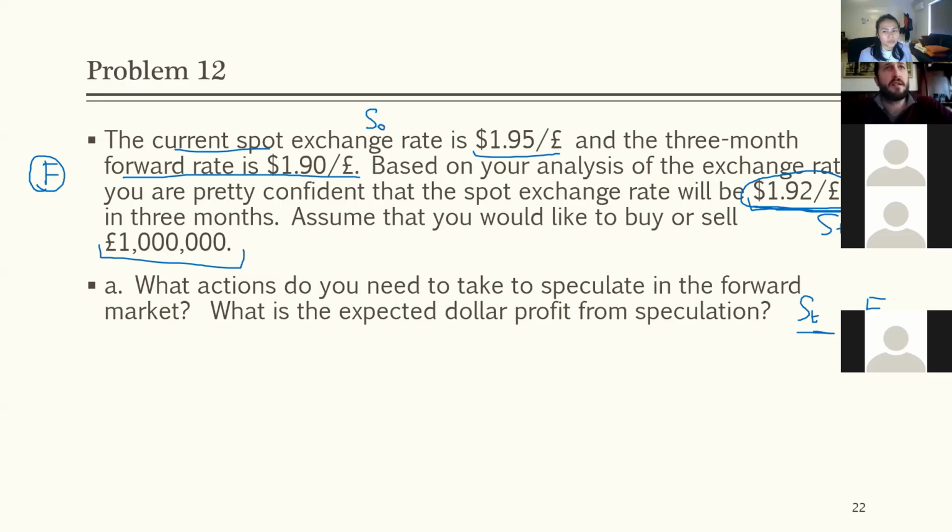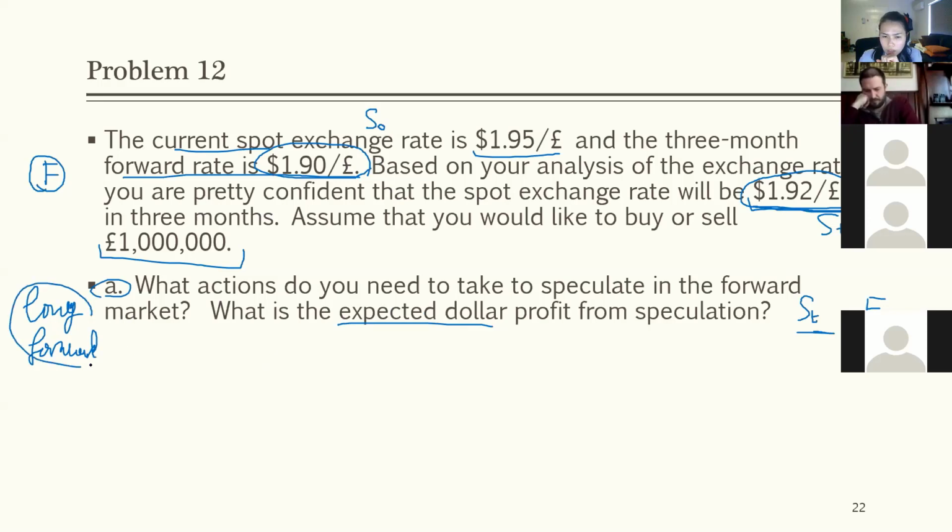We long the forward, and then short... for 1.92. Yeah, exactly. So we want to long the forward contract, yes. So you want to buy here. When we long forward, that means we buy the pounds at this rate. So if the future spot turns out to be 1.92, then we will earn a profit, because we buy low. So question A, my action will be to long the forward contract. Okay. And my expected profit is going to be the payoff function for the long contract, so that will be ST minus F.